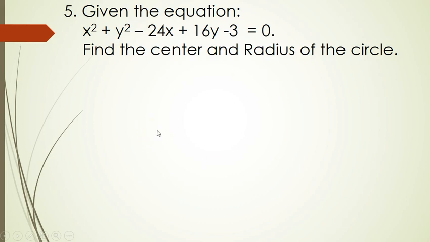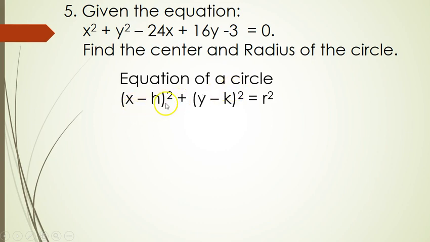Number 5. We're given an equation and it says to find the center and the radius of the circle. So this time what I like to do is use the equation of the circle to solve this. That would be x minus h squared plus y minus k squared equals r squared. This formula is on your formula sheet. Just recall that h and k are the center and r is the radius. Very important that you remember that.